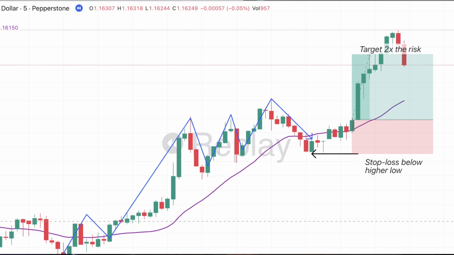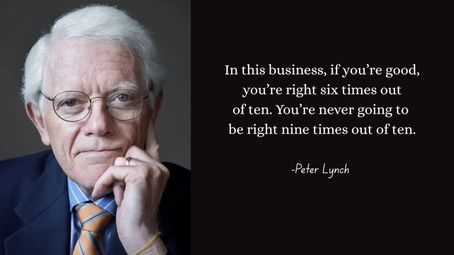But again, if you're managing your risk and your risk is much lower than your profit potential, then over the long term, you will generally be profitable. Trading is not a straight line where your equity curve just goes from bottom left to top right. Peter Lynch, who is one of the greatest traders of all time, said that if you're good, you're right 6 times out of 10. That's 60%. And even the best traders of all time will take losses almost 50% of the time.